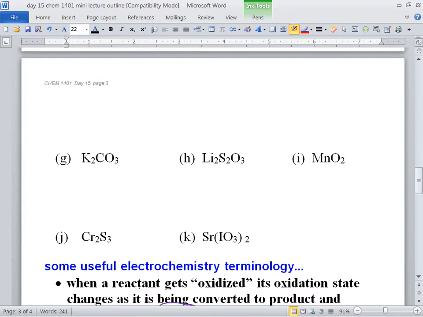Okay, now we've got... No, potassium is plus 1. All right? K is always plus 1. Remember group 1? All those guys have plus 1. So circle that plus 1. Yeah, there you go.